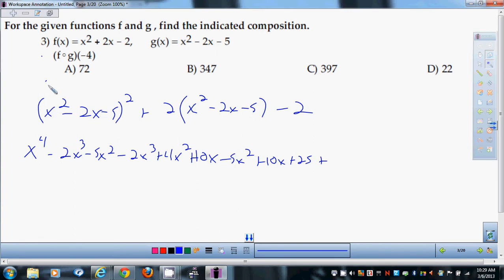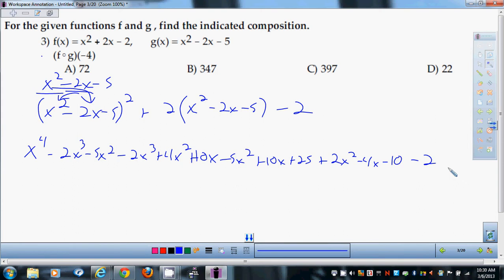There's actually two of them. One, because when I took the x squared and multiplied it through, x squared times negative 2x was negative 2x cubed. And then when I took the negative 2x and multiplied it through, I had to multiply it by the x squared, and that's why I have a second one. Now I have to distribute the 2. That's 2x squared minus 4x minus 10, and then the minus 2 at the very, very end. Look at all those terms. We need to put these together.